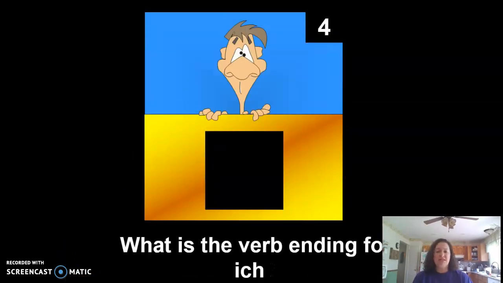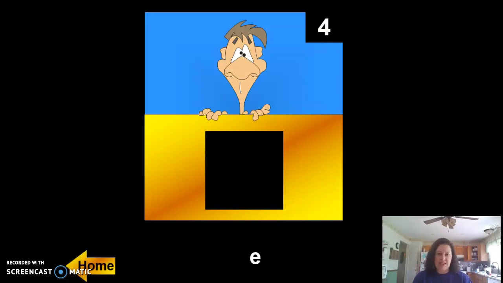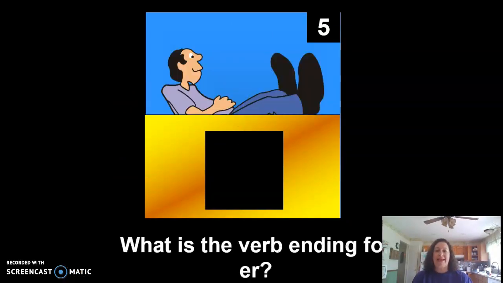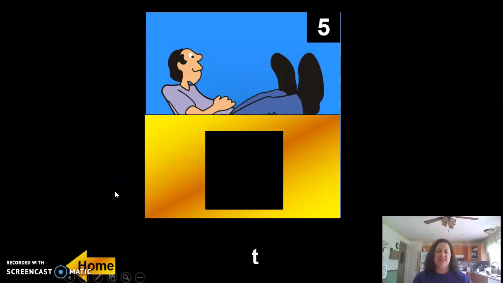What is the verb ending for ich? This is an easy one. Did you all know that the verb ending for ich is E? I hope so. What is the verb ending for er? He, she, and it all drink tea. T: er, sie, es. I'll take a T ending.